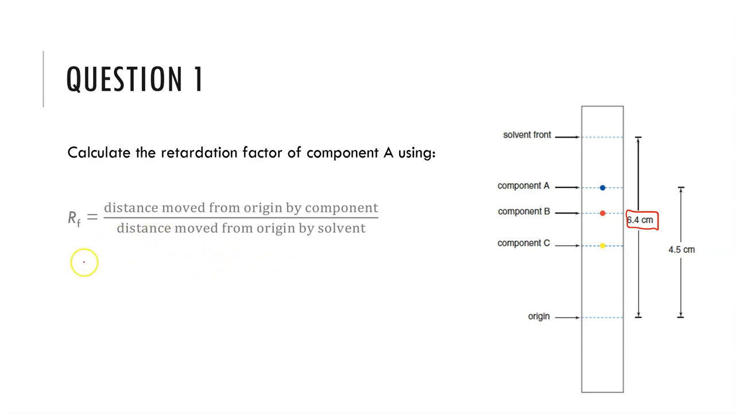So for each one, if we calculate the RF for component A, which is this one here, we are going to have 4.5 centimeters divided by origin to the solvent front, which is 6.4. And when we work out this ratio, we have 4.5 divided by 6.4, we get 0.70. These are 2 significant figures, so we want to give our answer in 2 significant figures. There are no units for the ratio.